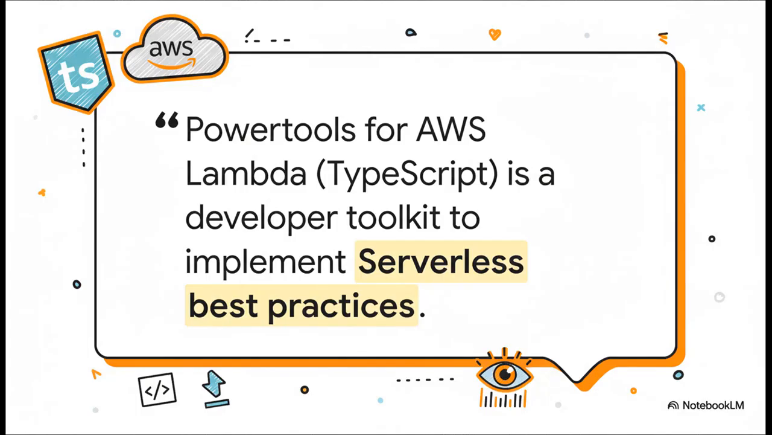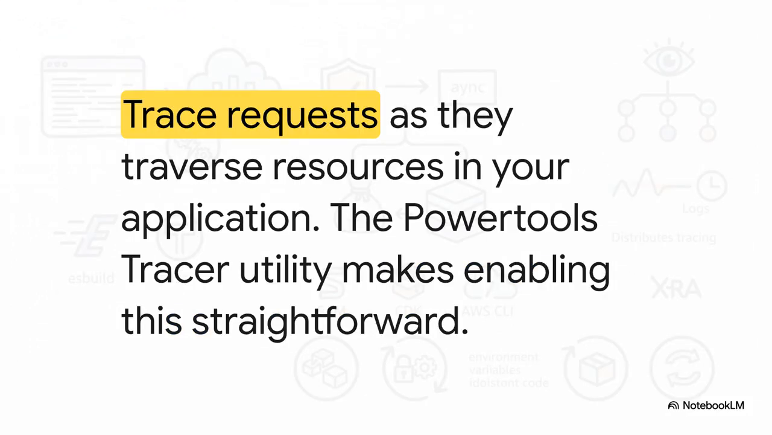But if you want to go from just basic logging to pro-level observability, you have got to know about Powertools for AWS Lambda. It's a toolkit provided by AWS that makes it incredibly easy to do things the right way. Its logger, for example, automatically creates structured JSON logs and throws in super useful context, like whether it was a cold start or not. It's absolutely invaluable.